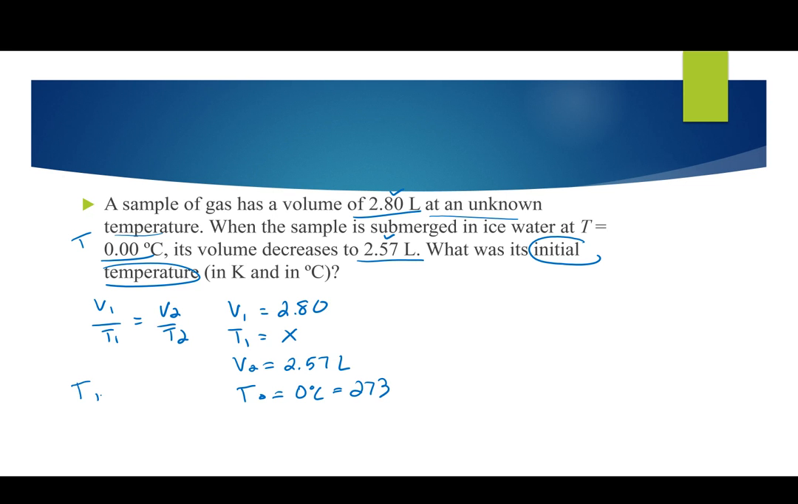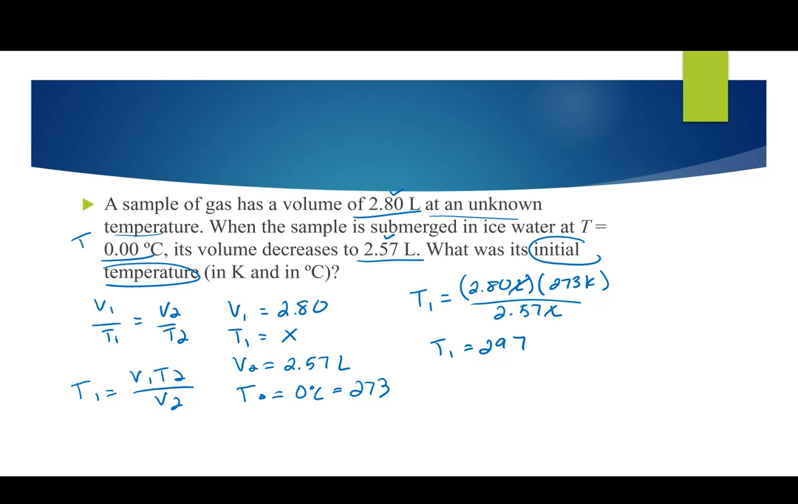So solving for T1, we're going to get V1 T2 over V2, or you can just plug into the original formula and solve that way. That's fine. So we're going to have V1 2.80 liters times T2 273 Kelvin over 2.57 liters, and I'm going to get 297. Again, the unit of liters will cancel, so the unit of that answer is Kelvin. This is also asking for the answer in Celsius. Kelvin is Celsius plus 273, so Celsius is Kelvin minus 273. Just subtract 273, and you get 24 degrees Celsius.